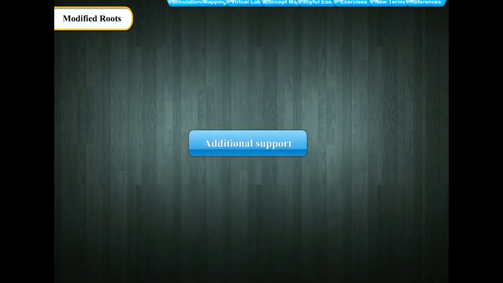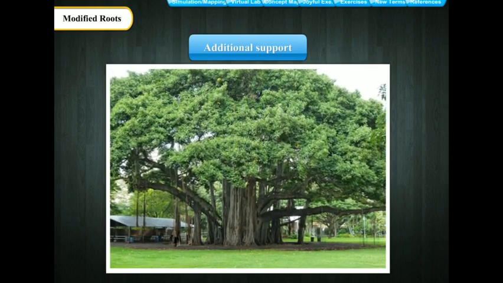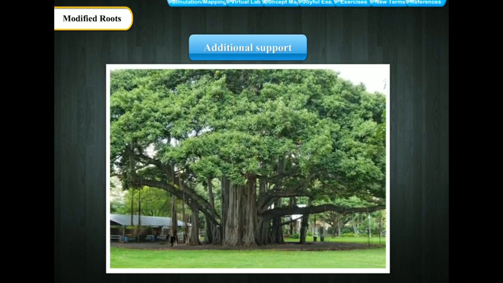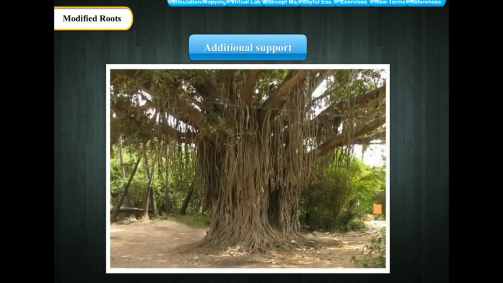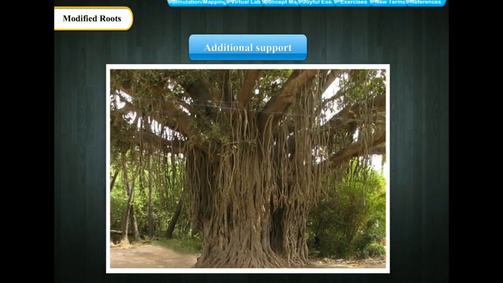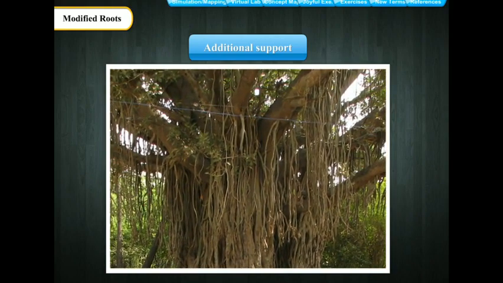Additional support. If we look at a banyan tree, we can see rope-like growths hanging down from its bigger branches. Some of these growths are long, thick, and penetrate into the ground. These rope-like growths are called prop roots. These prop roots act like pillars and provide additional support to the heavy, spreading branches of the banyan tree.